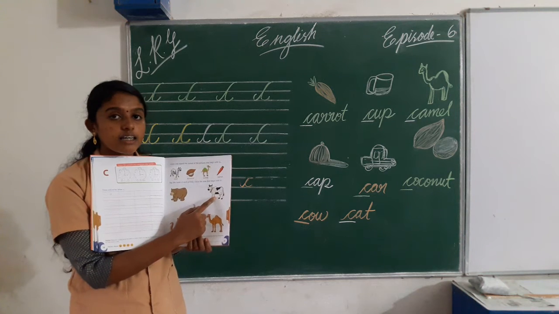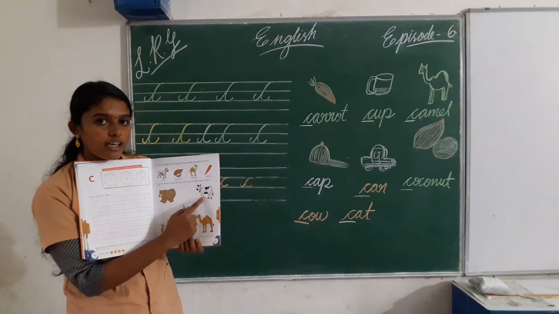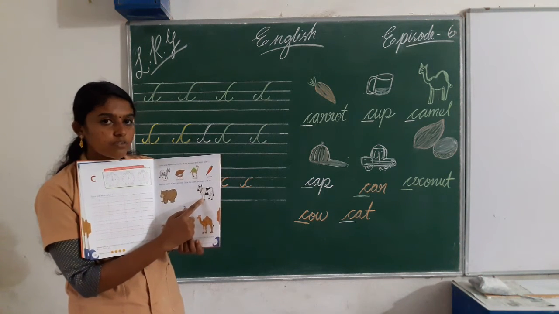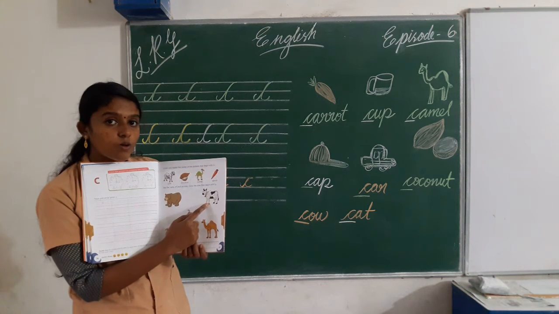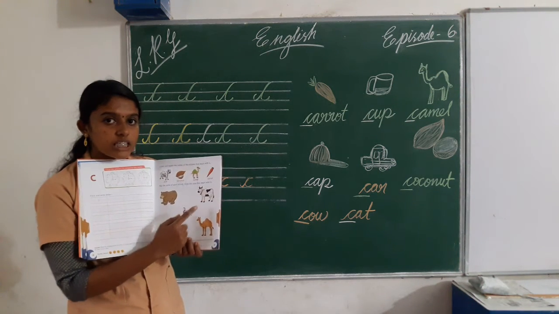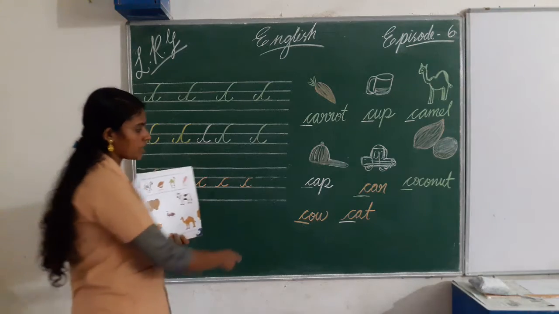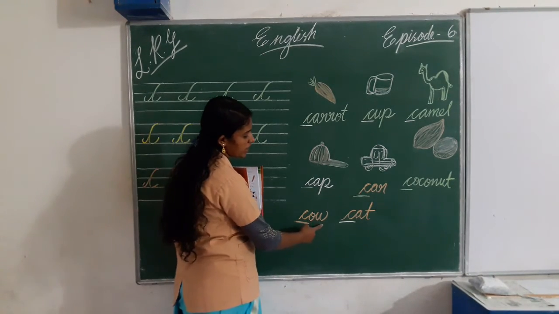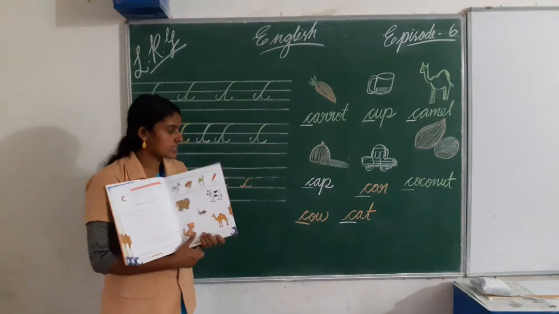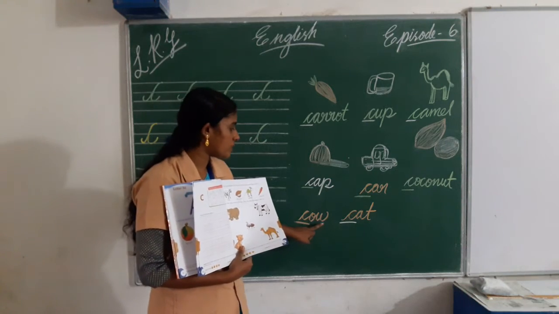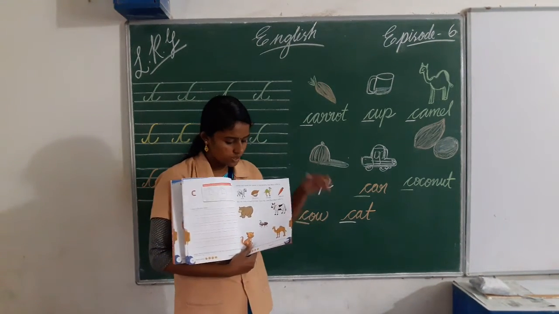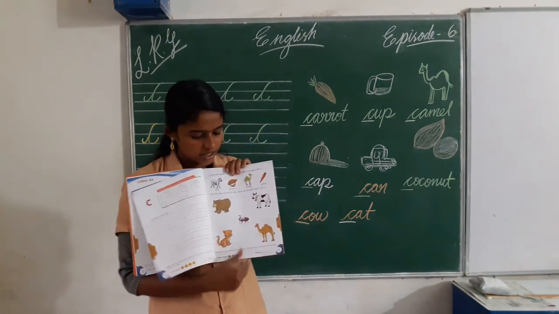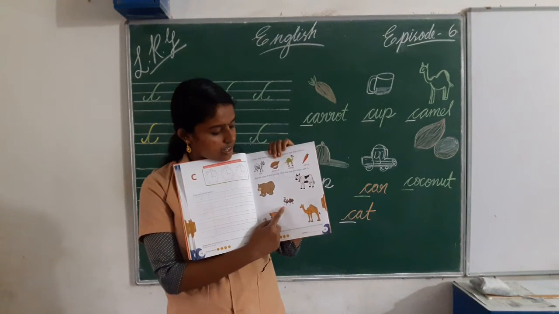Yes, this is a cow. What is the name of this animal? Cow. C-O-W. Cow. C-O-W. Cow. Next one.